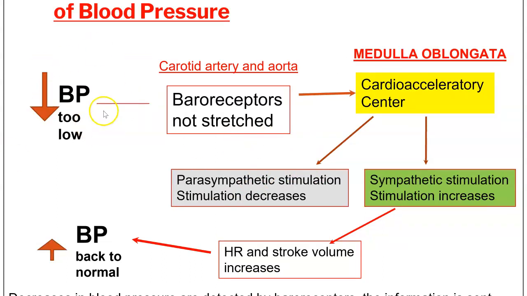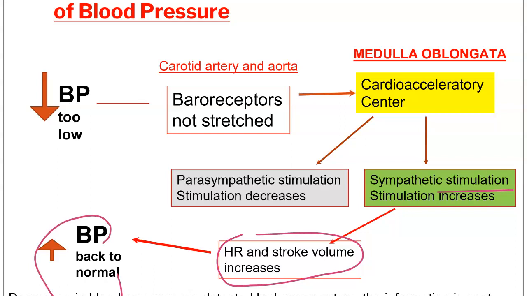On the other hand, if we have low blood pressure, the baroreceptors will not be stretched, and that again will mean that cranial nerve number 10 and number 9 will signal the cardioacceleratory center to respond. The cardioacceleratory center is going to inhibit parasympathetic stimulation, but it's going to stimulate the sympathetic nervous system, which is going to increase heart rate and stroke volume, increasing cardiac output, and increasing blood pressure.